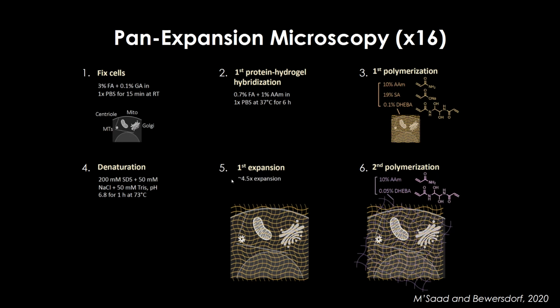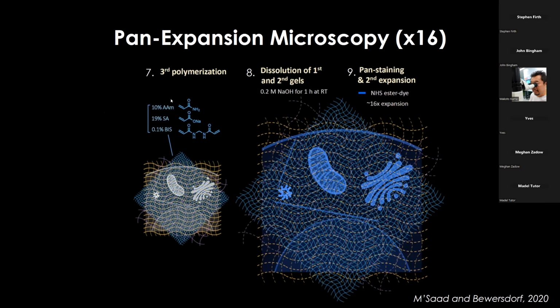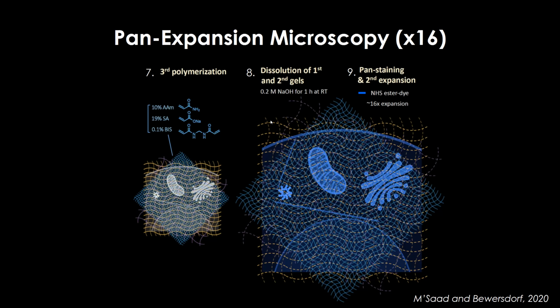4.5 times expansion. Next, the sample is embedded again, in one gel and another gel, so twice embedded in 2 gels, making 3 gels in total. And then there is a denaturation of both gels, the first and the second, and the sample is stained and expanded.